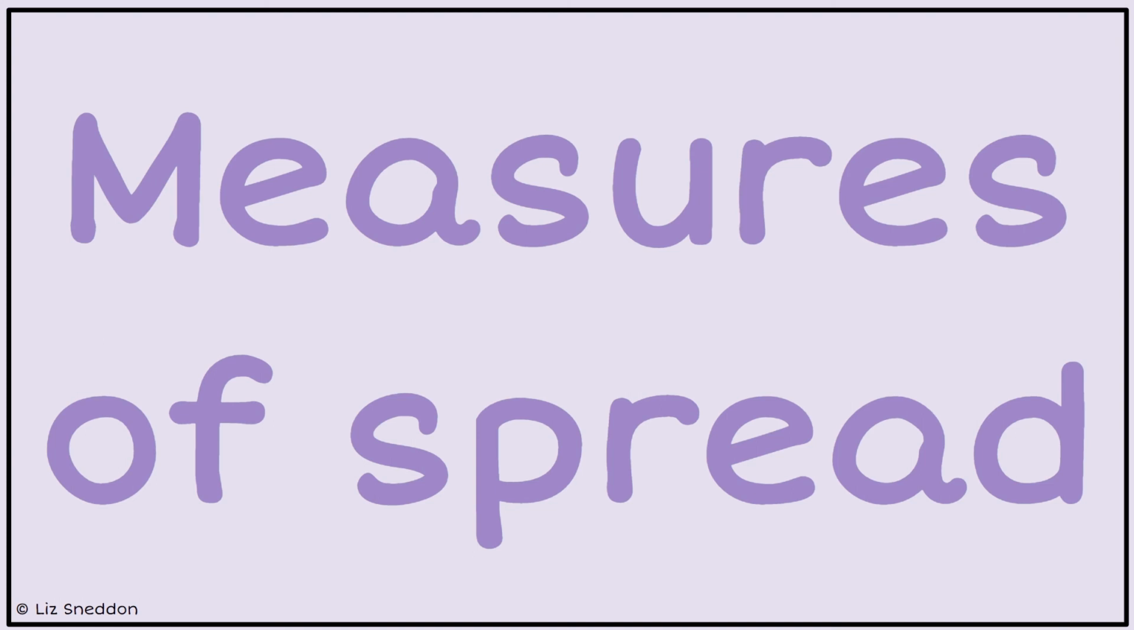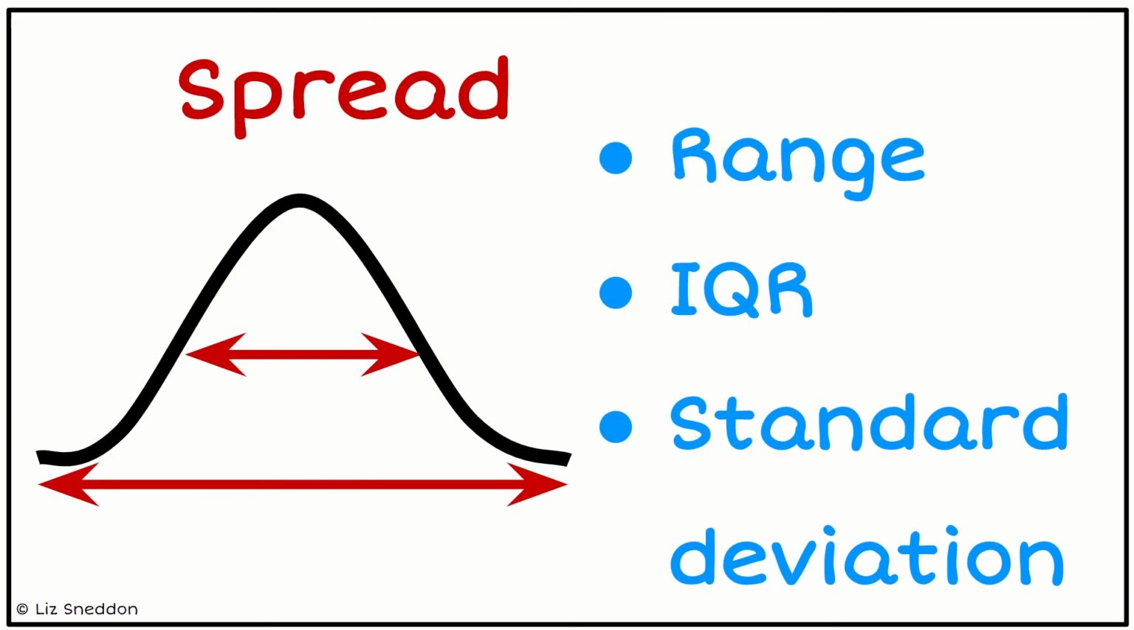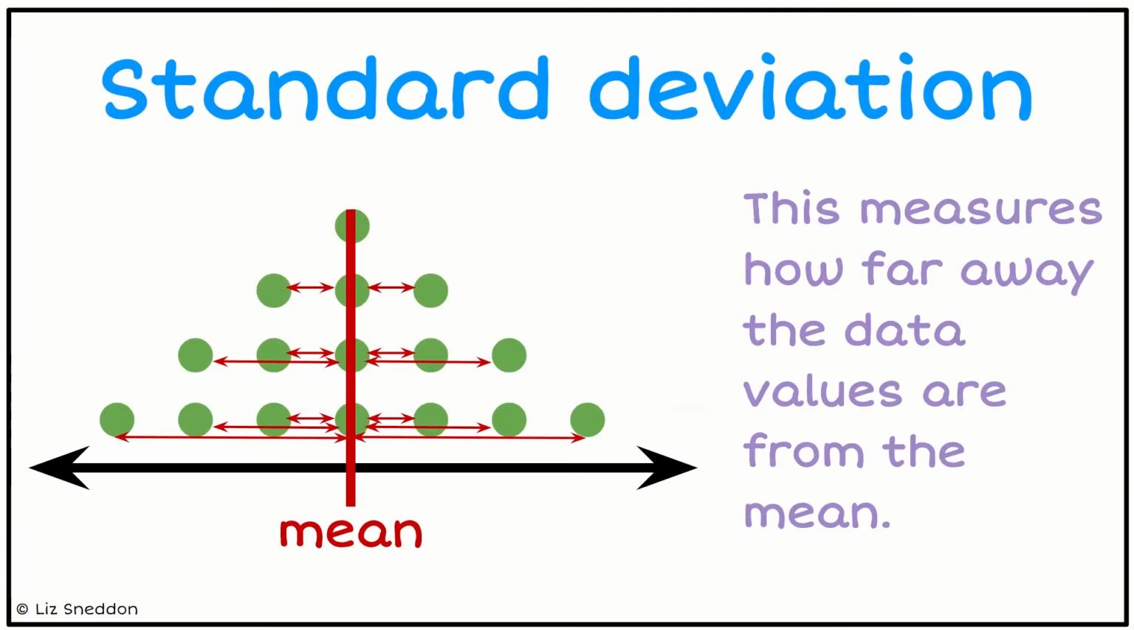Let's have a look then at measures of spread. We've got three ways to measure the spread: range, interquartile range and standard deviation. So let me just quickly explain what the standard deviation is to give you an idea. Now at school you do not need to know this formula or be able to calculate it for NCEA, but we do need to understand a little bit, enough to be able to know that this is a measure of spread.